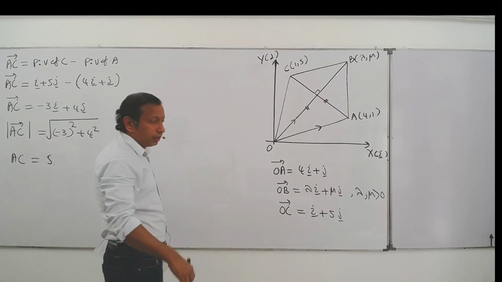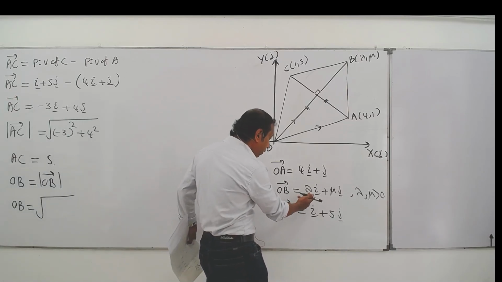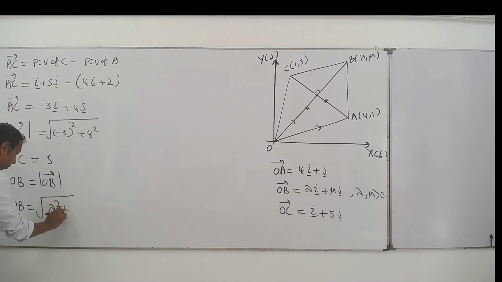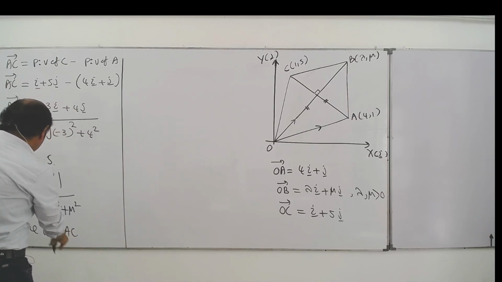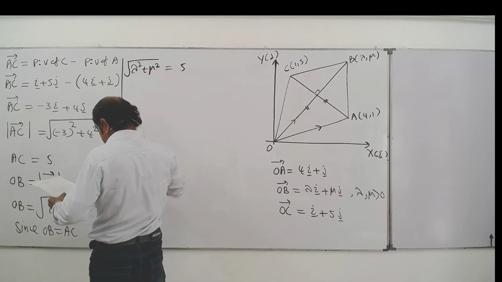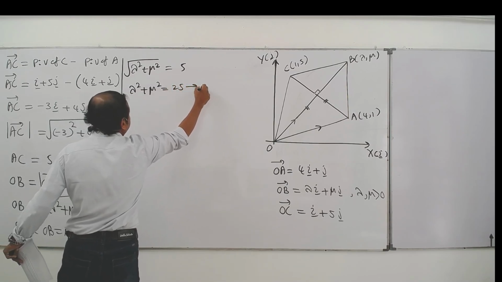Right. OB length means OB vector modulus. OB vector is this, no? Its modulus you can write as square root of lambda squared plus mu squared: i coefficient squared plus j coefficient squared, square root. But OB and AC are equal. We can write what? Square root of lambda squared plus mu squared is equal to AC. AC is 5. Okay. Then we can take the equation, square both sides: lambda squared plus mu squared equals 25. Number 1.